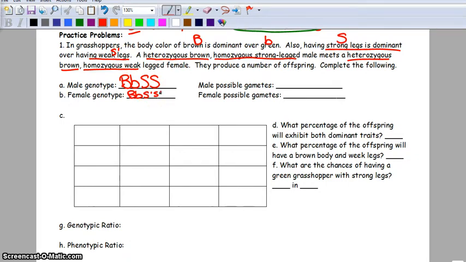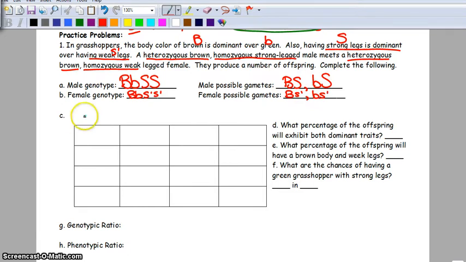Now we need to go through and find the possible gametes. So remember, the easiest way to do that is to FOIL your parental gene pairs to make sure we find all the possible gene combinations. So for the male, you should get big B, big S, and little b, big S. Remember, you'd end up with 4 if you FOIL, but 2 of them are duplicates, so we can cross them out. And then for the female, we get big B, little s, and little b, little s.